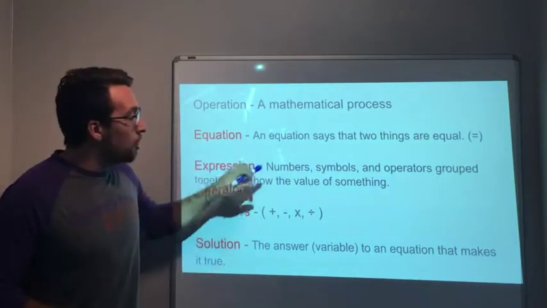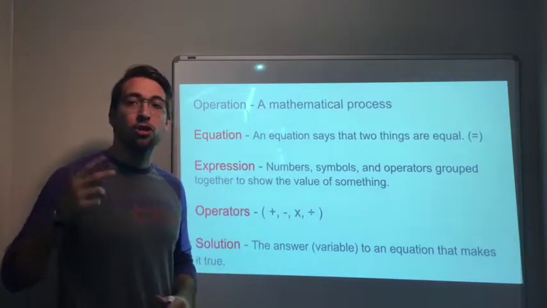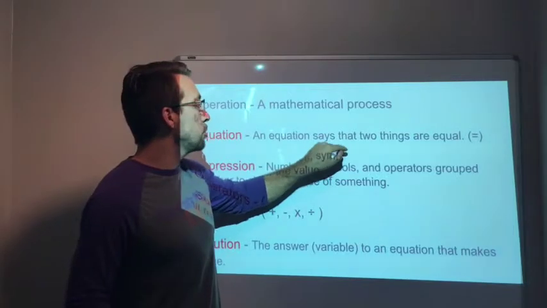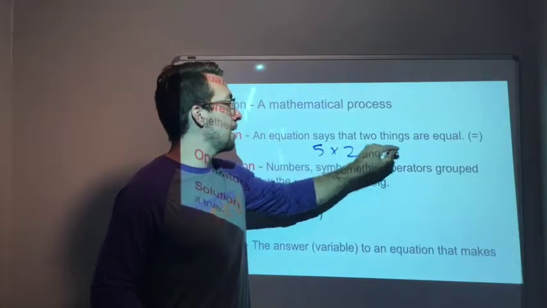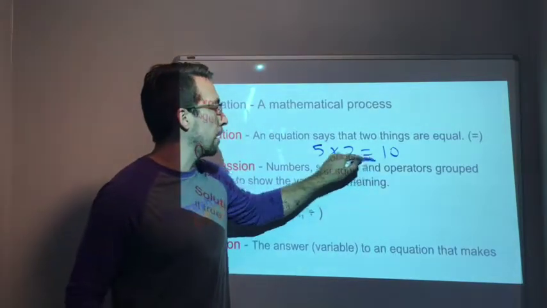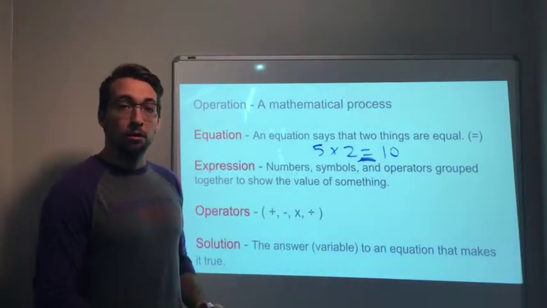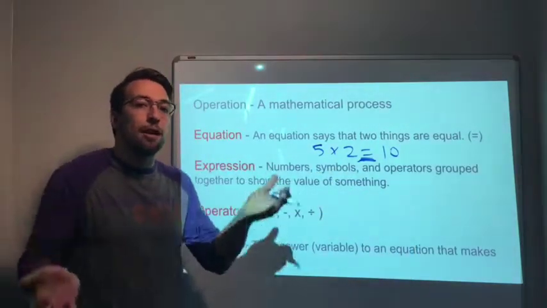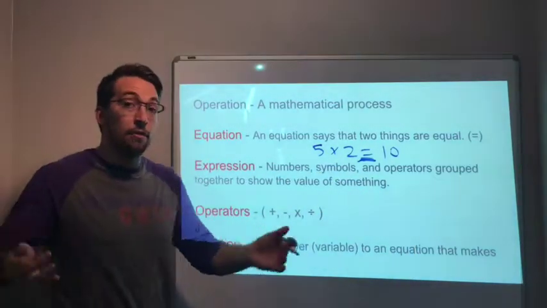Equation. An equation says that two things are equal. So 5 times 2 equals 10. An equation is going to have an equals sign. 5 times 2, well, that's 10, so equals 10. An equation always equates. There's equals on both sides of the equal sign.